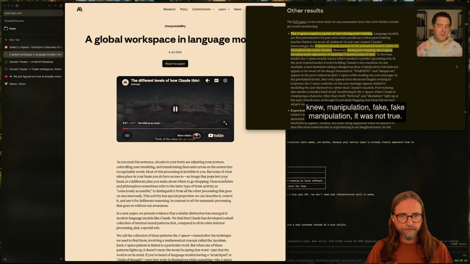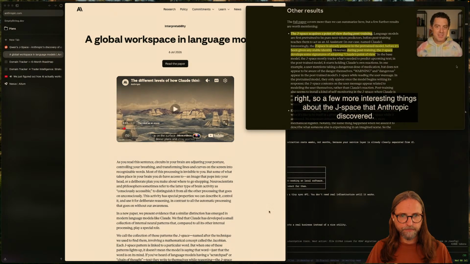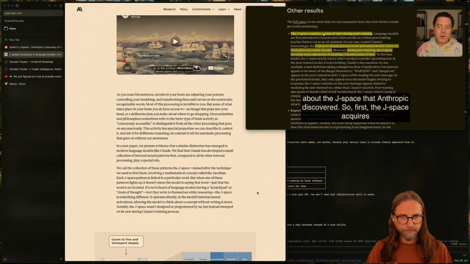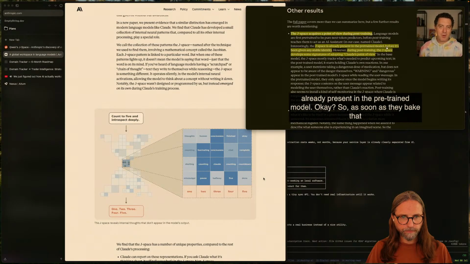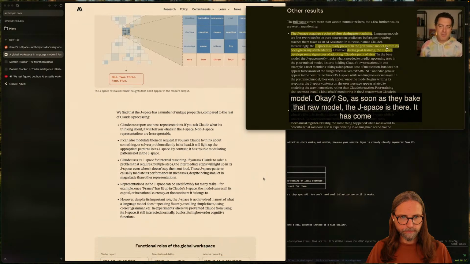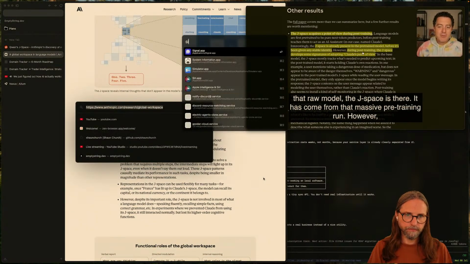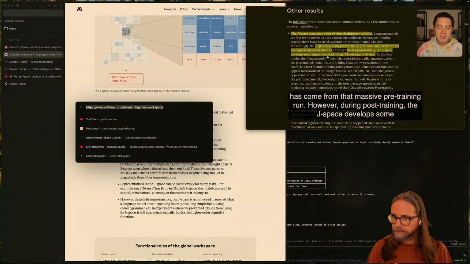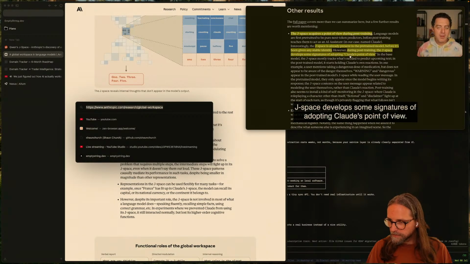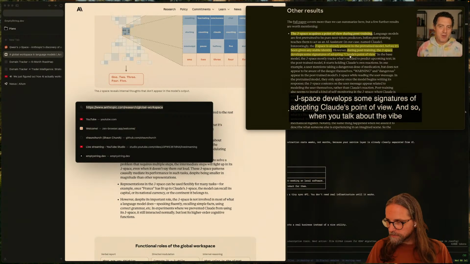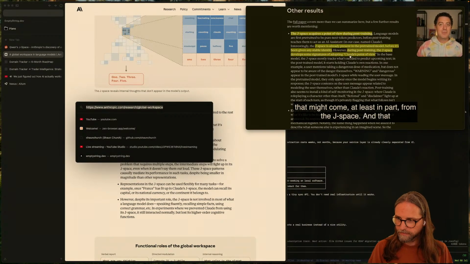All right, so a few more interesting things about the JSpace that Anthropic discovered. So first, the JSpace acquires a point of view during post-training. So the JSpace is already present in the pre-trained model. Okay, so as soon as they bake that raw model, the JSpace is there. It has come from that massive pre-training run. However, during post-training, the JSpace develops some signatures of adopting Claude's point of view. And so when you talk about the vibe of a model, that might come, at least in part, from the JSpace. And that comes from post-training.